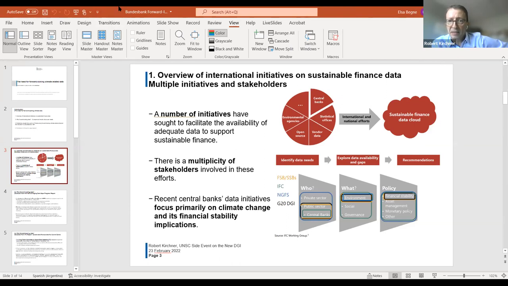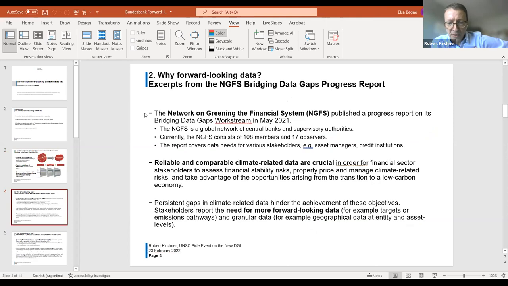So we have central banks, statistical offices, environmental agencies, and others; vendor data and open sources, et cetera, also play a role. With regard to central banks, their recent data initiatives focus mainly on climate change and its financial stability implications. But let's have a look at the next slide and motivate why we need forward-looking data.